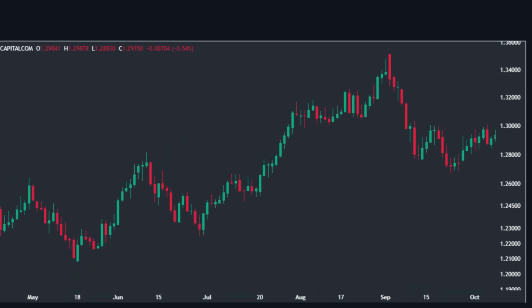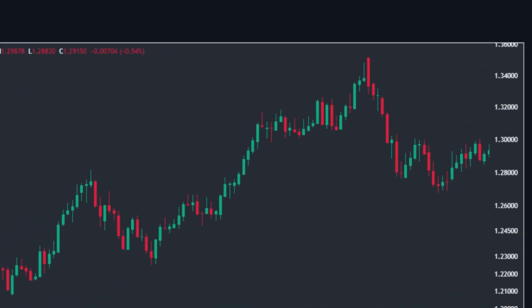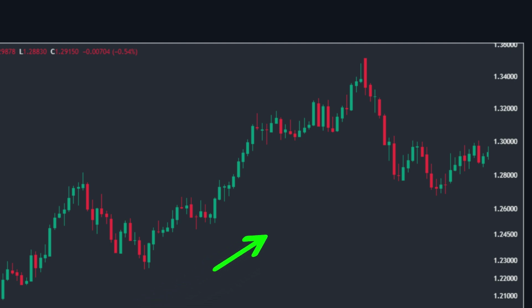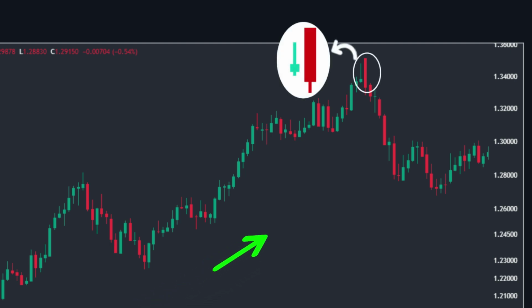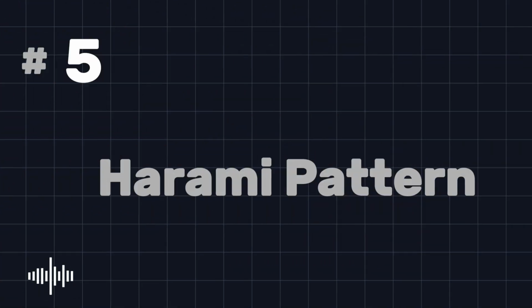Example: this chart of the GBP/USD pair shows an uptrend, with a bearish engulfing pattern forming at the peak. The pattern consists of a small green candlestick followed by a larger red candlestick that fully engulfs the previous one. This signals a potential trend reversal, and, as observed, the pair entered a corrective phase after the formation of this pattern.